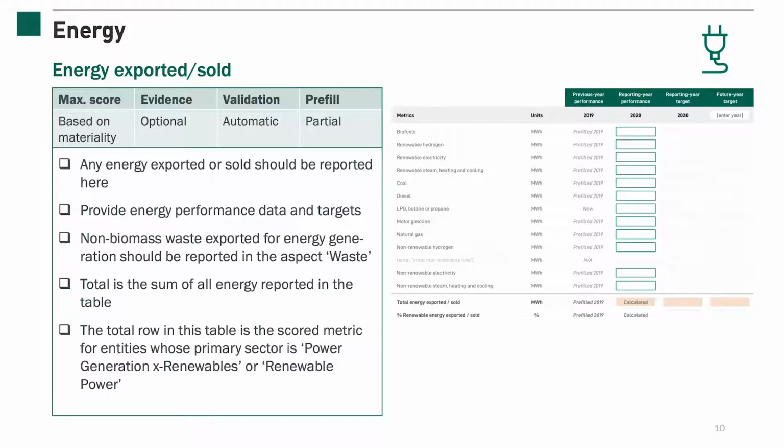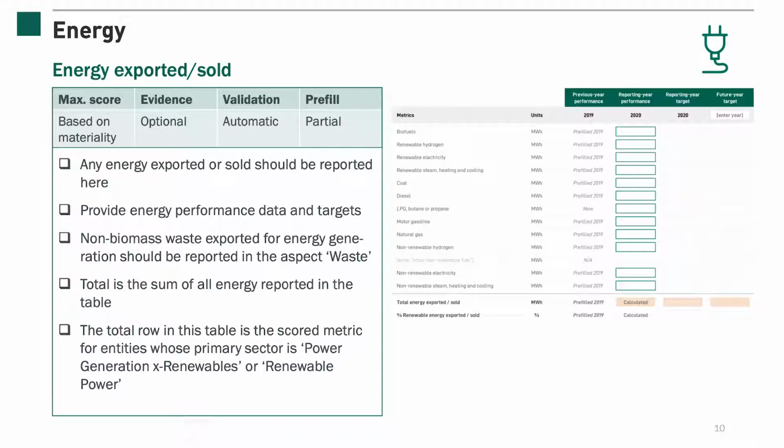The third table covers any energy that was exported and/or sold by the entity during the reporting year. This is only for energy transferred outside the entity reporting boundary. Again, entering 0 as an answer is allowed if accurate.